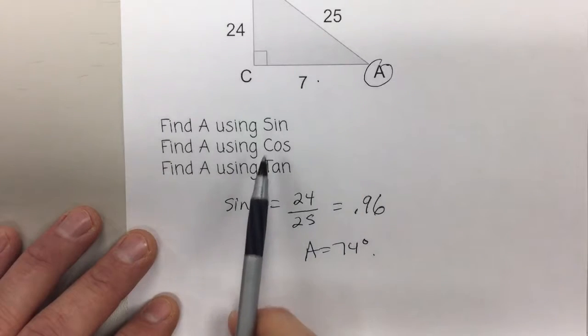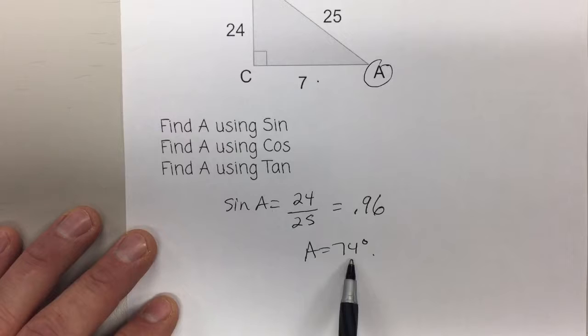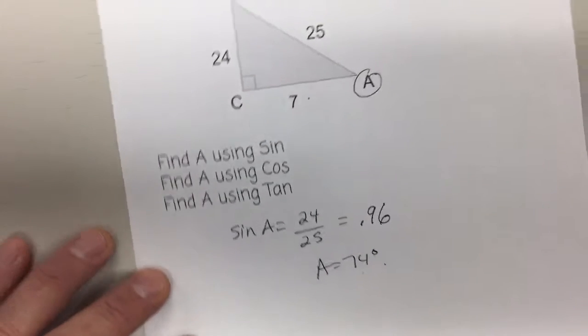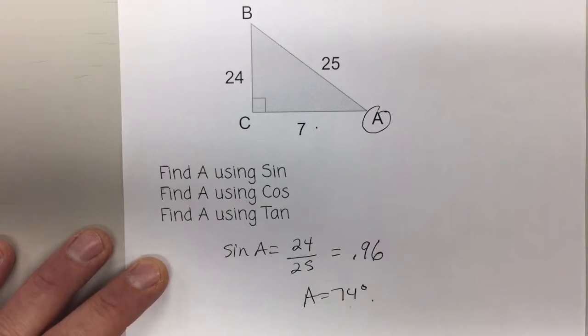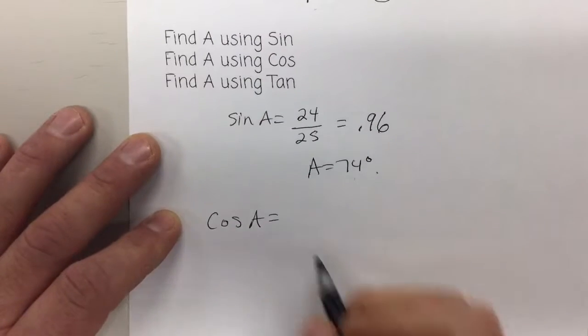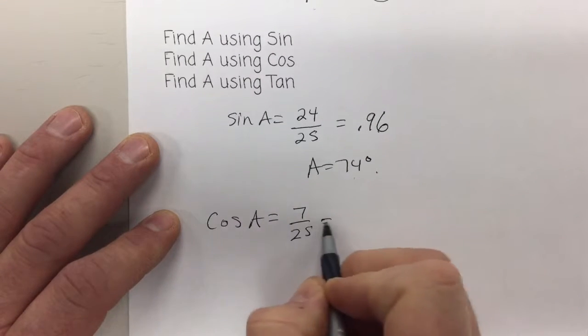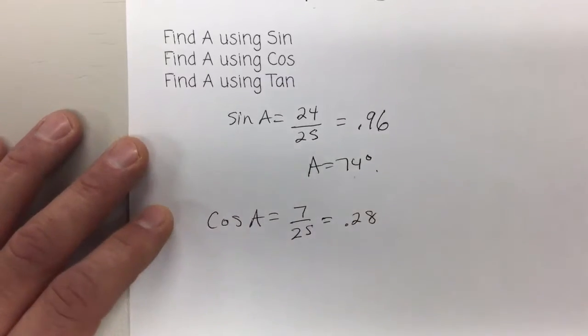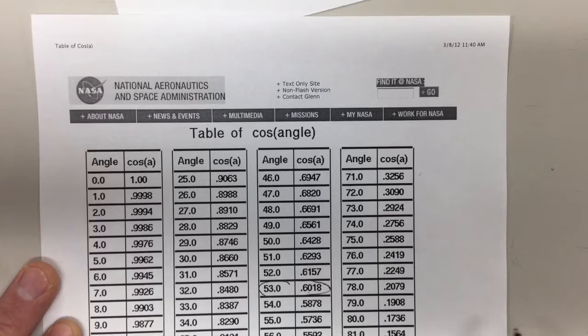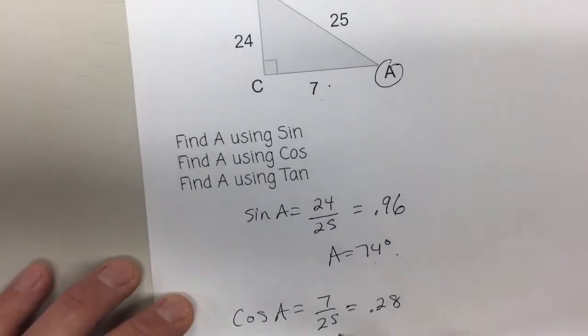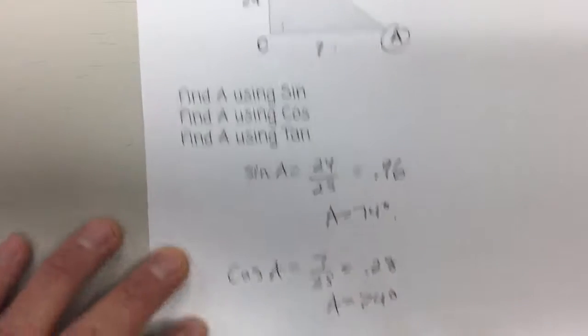You can do the same things using cosine and tangent. And each time we should get 74 degrees. For cosine of A, I would use adjacent over hypotenuse, so 7/25, which is 0.28. Using the cosine table, I find 0.28, which is at the top of the third column. That's as close as I can come, 0.2756, and it says the angle would be 74 degrees. Same thing I found when I used sine.